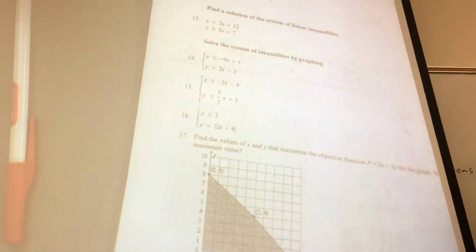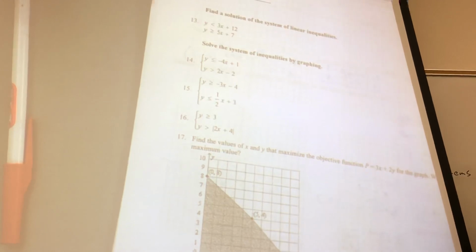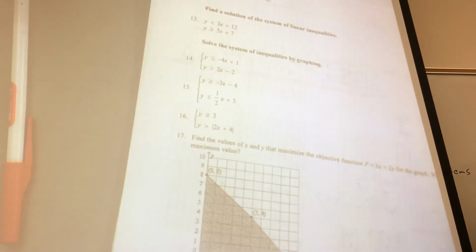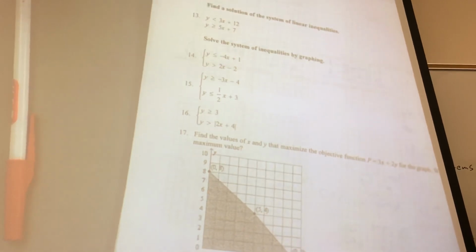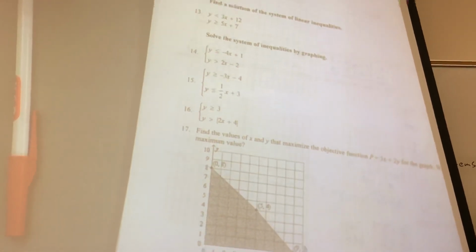This test is going to be a Google Doc, a form. So make sure you bring in a Chromebook so that you can take the test, and then you'll know your grade immediately. On this one, number 17, find the values of x and y that maximize.